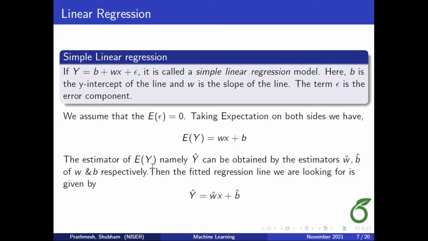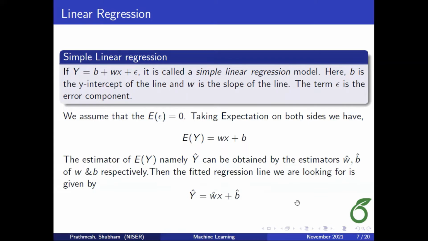Now the estimator of E(y), namely y hat, can be obtained from the estimators w hat and b hat of w and b. Then the fitted regression line we are looking for is given by y hat = w hat x + b hat. If you did not understand what I just said, basically what I'm trying to say is that the function which will estimate your output, in our case f_wb, can be found if you have the optimal values for w and b, and the optimal values of w and b are w hat and b hat, namely.